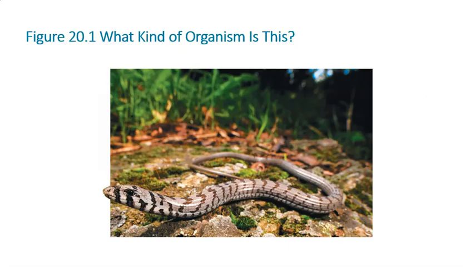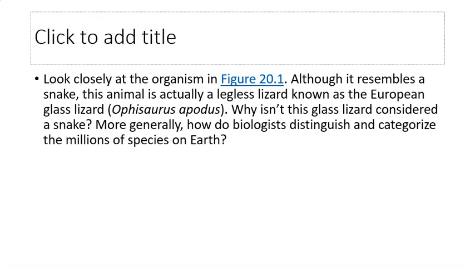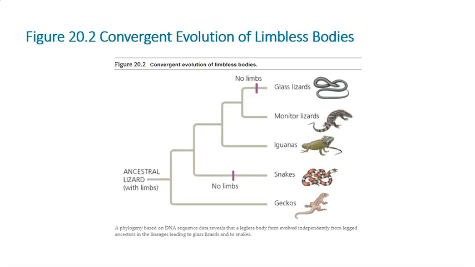And so if you look at this, what kind of organism is this? And you're like, but this is silly, right? He's setting me up for something, because that's obviously a snake. But it's not. It's actually a legless lizard known as the European glass lizard. So why isn't this glass lizard considered a snake? And then more generally, how do biologists distinguish and categorize the millions of species on Earth, which is kind of where we're at.